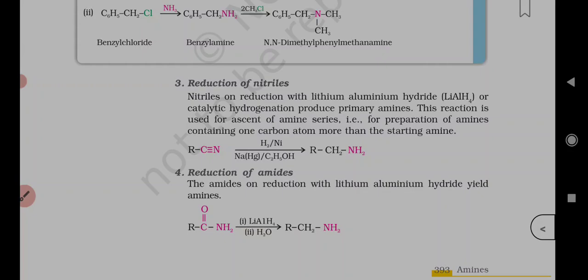So aromatic primary amines cannot be prepared by this Gabriel phthalimide synthesis because aryl halides do not undergo nucleophilic substitution with the anion formed by the phthalimide. So what do you have to take? Phthalimide. What is phthalimide? Benzene, C double bond O, C double bond O, NH.